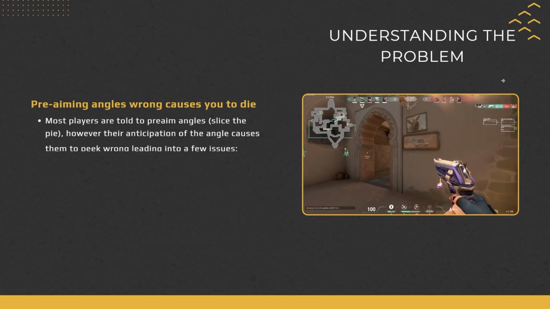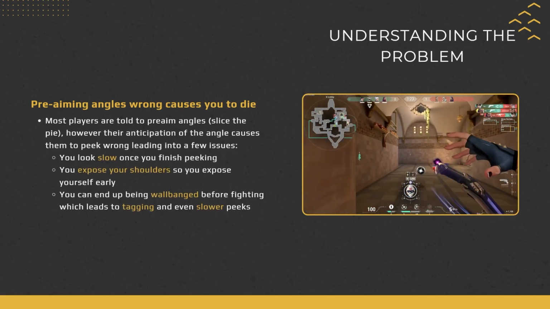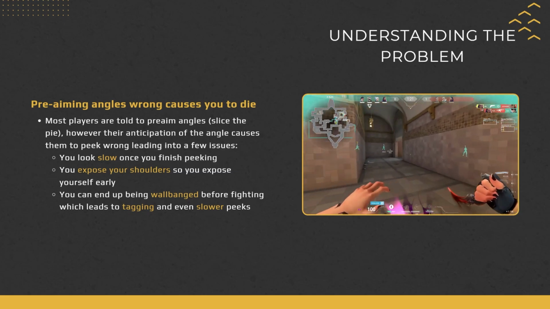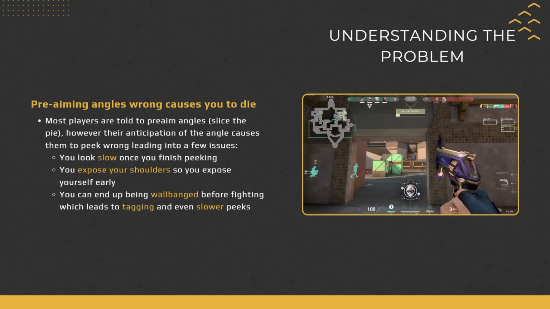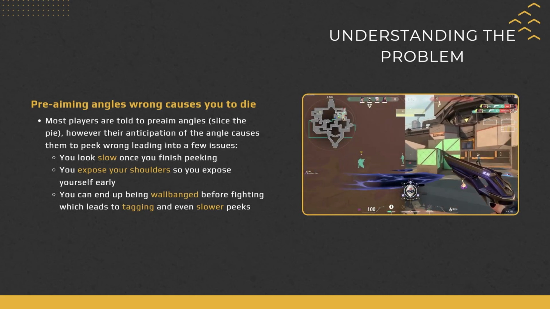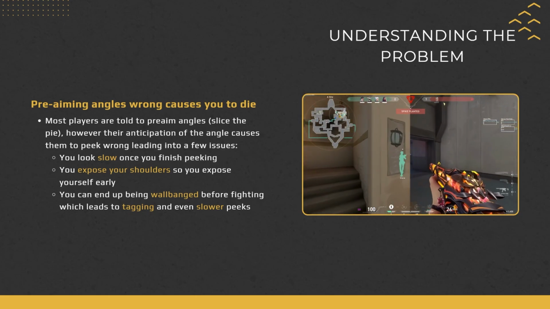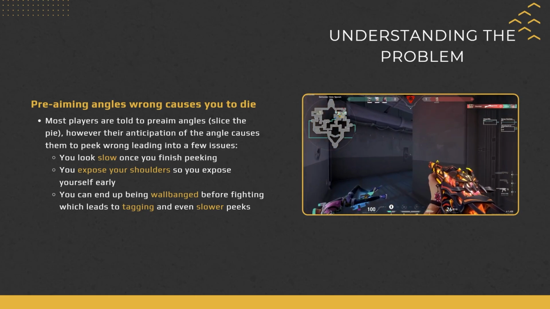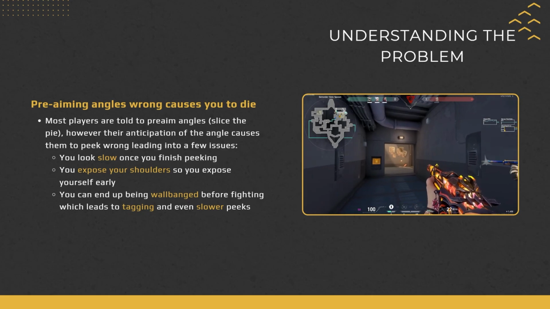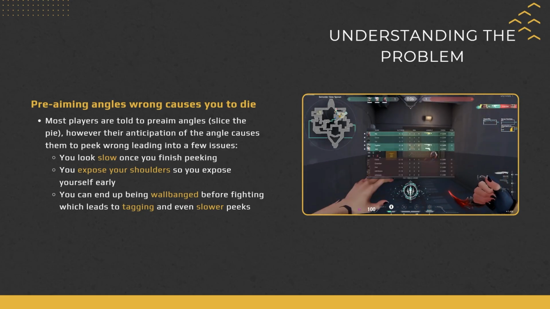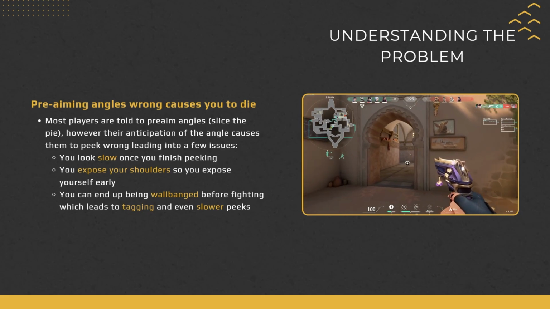So, as I mentioned, we are going to be talking about the problem. The first thing that I noticed that players tend to have an issue with is how they approach an angle. When you are trying to aim, you are taught to pre-aim corners, taught to put your crosshair into the wall and use that to your advantage whenever you're trying to find opponents. However, I see that some people take that to heart, and their anticipation of the angle is actually what screws them over.